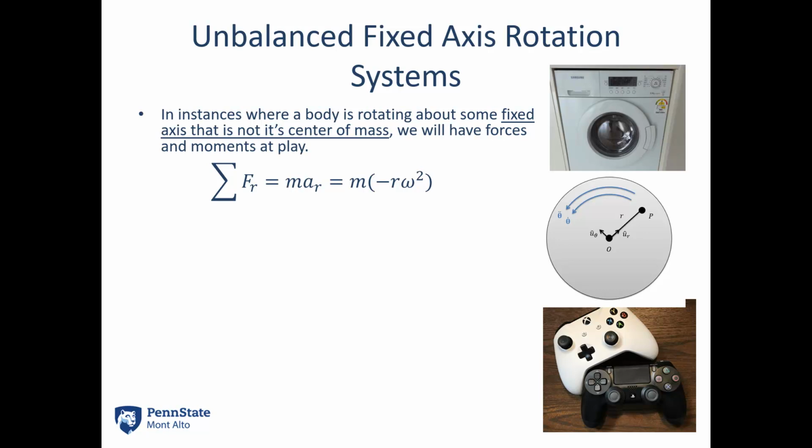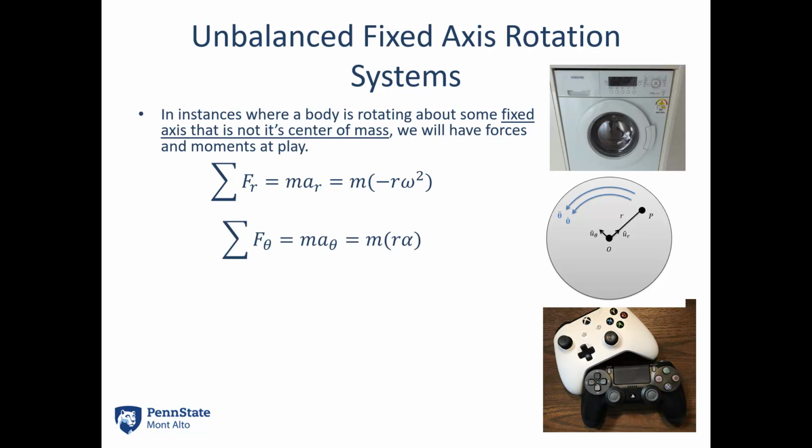in the r direction, and we're going to use r and theta directions here because of our spinning system, is going to be sum of forces in the r direction is equal to mass times acceleration in the r direction. Assuming the center of mass is staying the same distance away from that axis of rotation, ma equals negative m r omega squared.